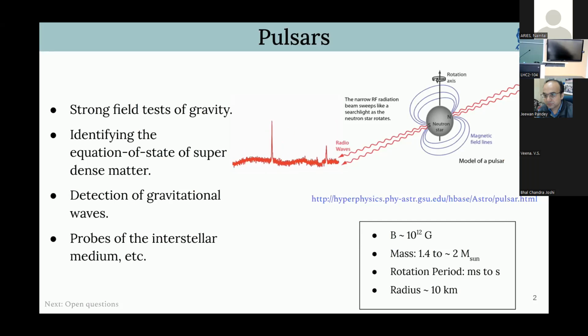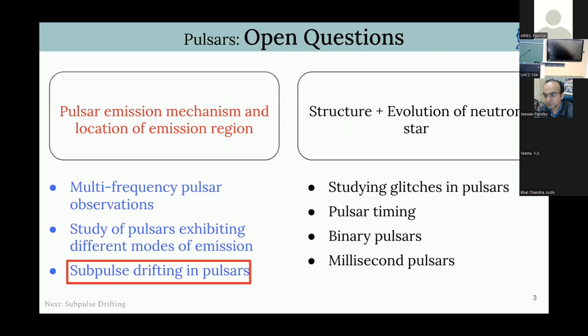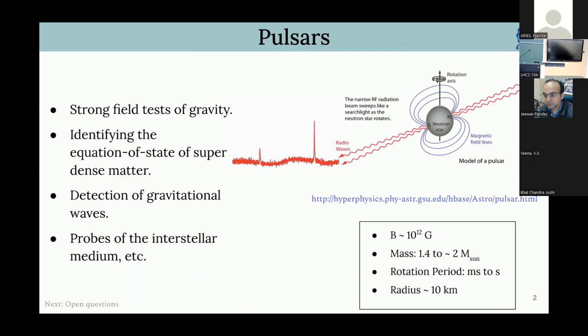The study of these pulsars is deemed important as they are tools for understanding some long-standing questions. They have been useful tests for gravity, for identifying the equation of state for superdense matter, for detecting gravitational waves, and many more. This field has also attracted 2 Nobel Prizes within the first 30 years of the discovery.